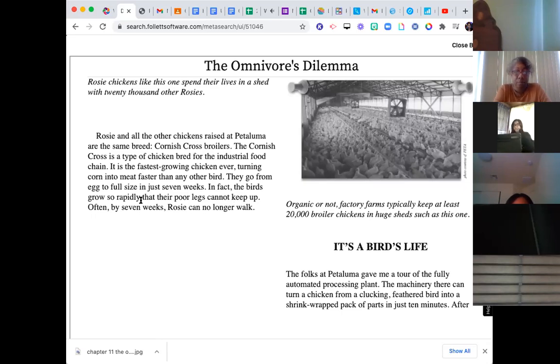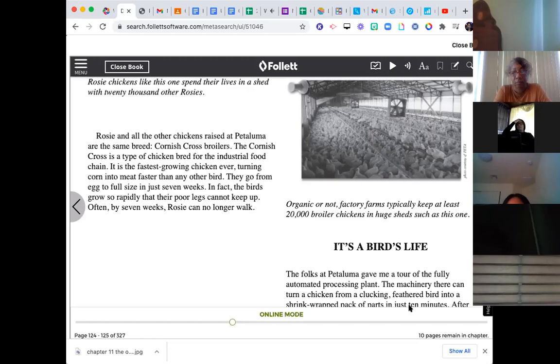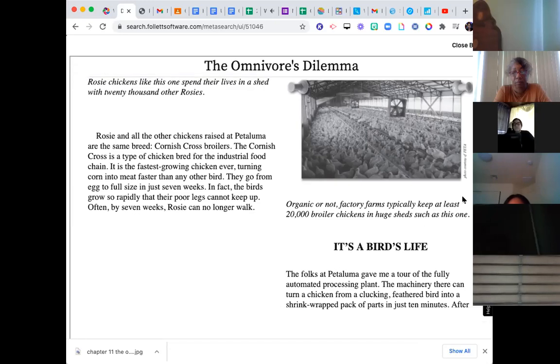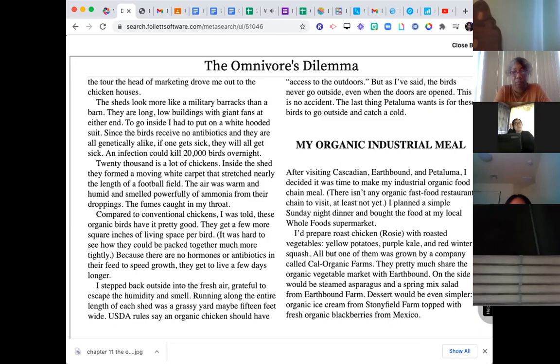In fact, the bird grows so rapidly that their poor legs cannot keep up. Often, by 7 weeks, Rosie can no longer walk. It's a bird's life. The folks at Petaluma give me a tour of the fully automated processing plant. The machinery there can turn a chicken from a clucking feathered bird into a shrink wrap pack of parts in just 10 minutes. After the tour, the head of marketing drove me out to the chicken houses.